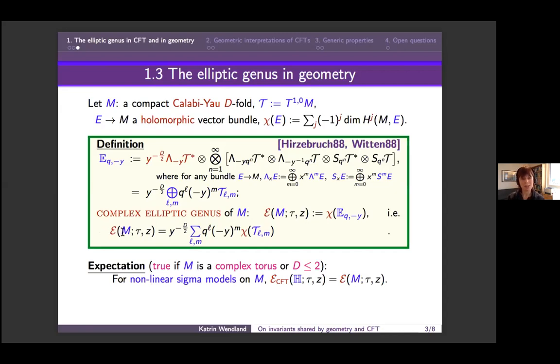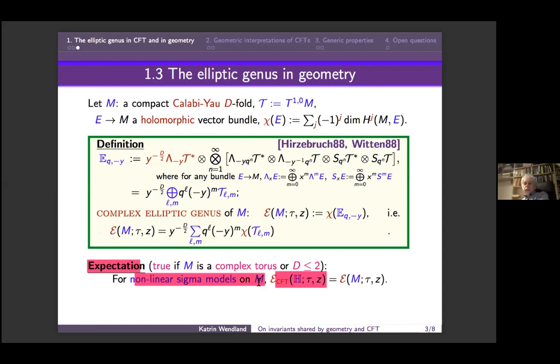Okay, but this has similarities already to the conformal field theoretic elliptic genus. And actually, the string theorists tell us that you should expect the complex elliptic genus on a manifold M to agree with the conformal field theoretic elliptic genus for conformal field theories that arise as nonlinear sigma models.